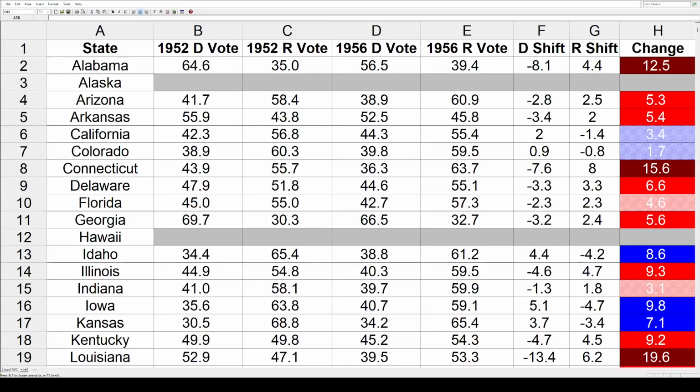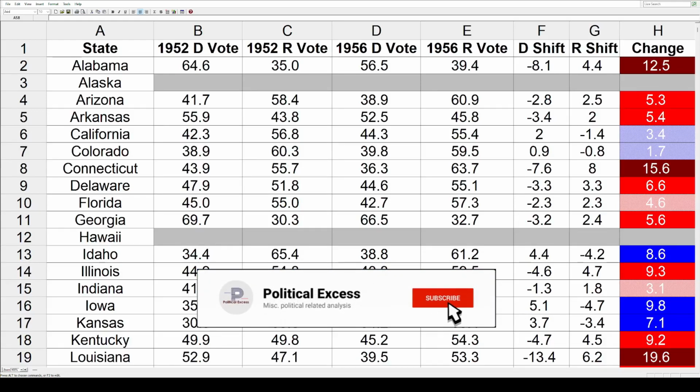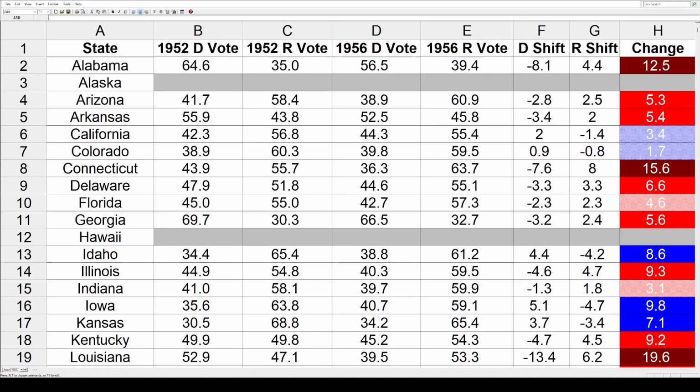Hey everybody, today we've got another presidential political shift. This time we've got two consecutive elections, 1952 and 1956. This is comparing Dwight Eisenhower on his first election and his second. If you want to just skip ahead to the map, there will be a link down below in the description.